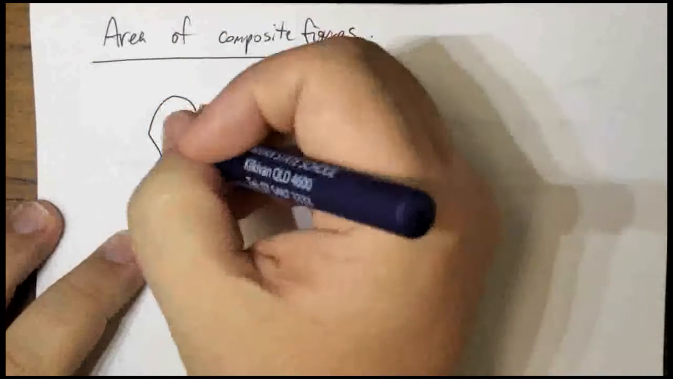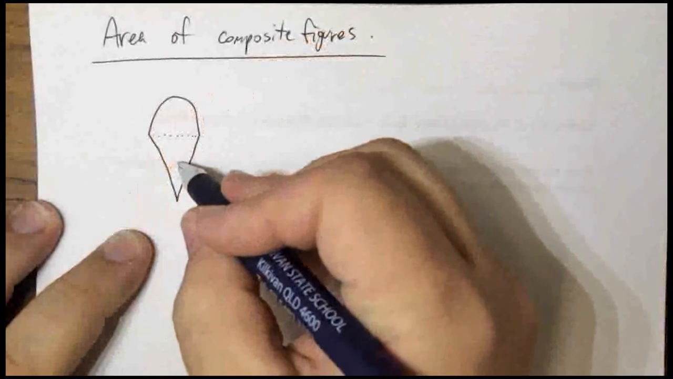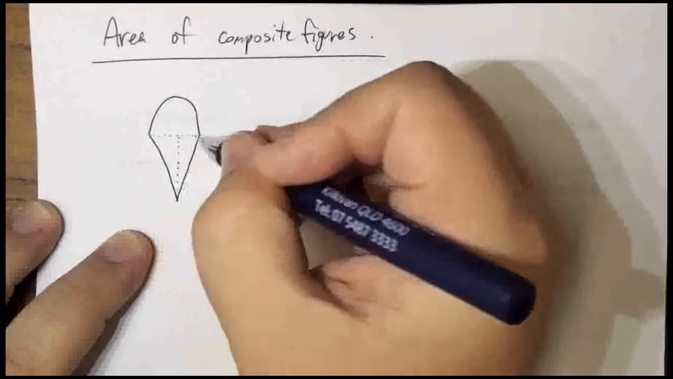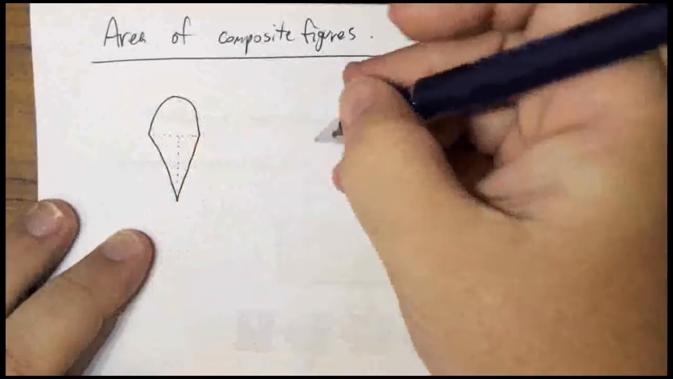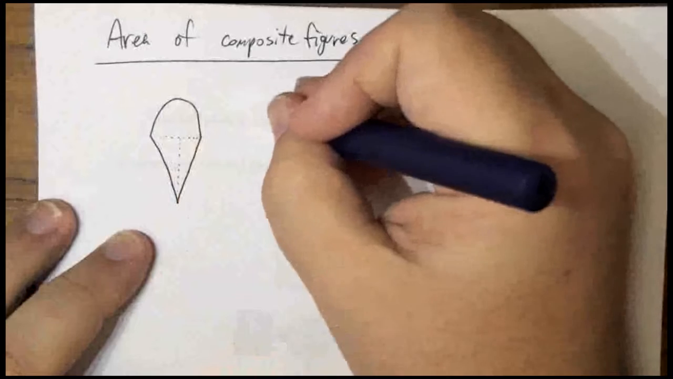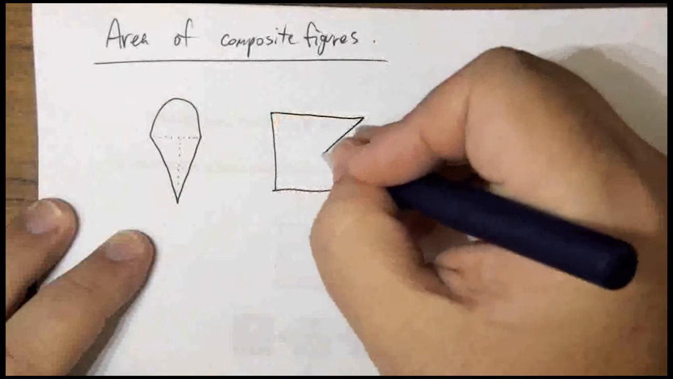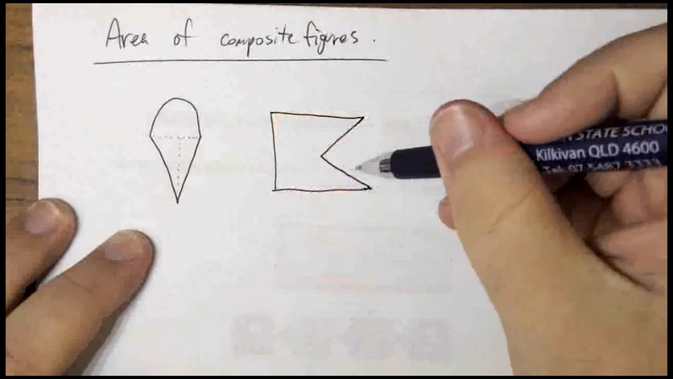Made up of, if I put in an imaginary line there, I got a triangle here, and I would have to figure out what that perpendicular height is, and I got half of a circle there, right? Your composite shape might actually look even stranger. It could be part of a rectangle, and it has a triangle cut out of the side of it, right? Once again, it's made up of simple shapes.